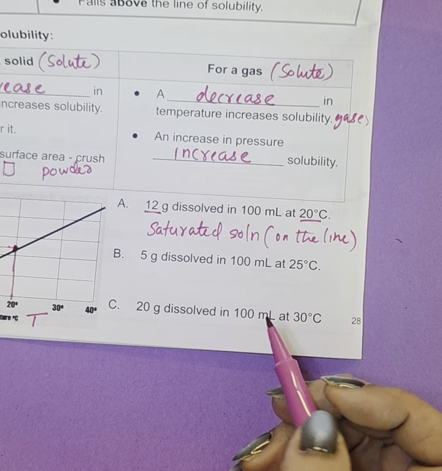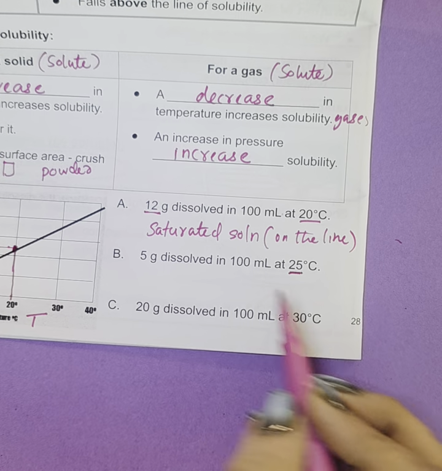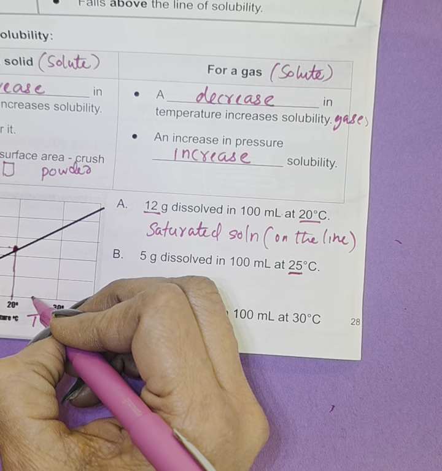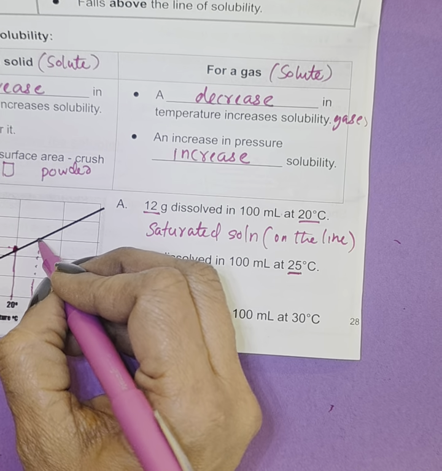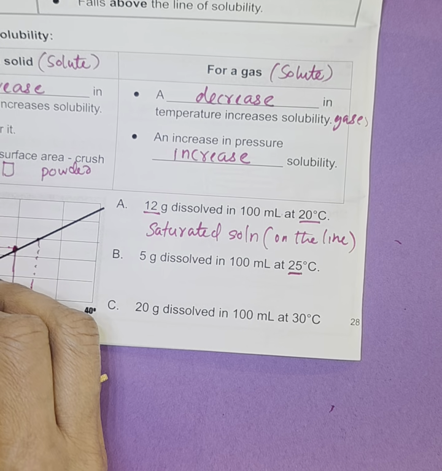Let's do the next one together, okay? 25 degrees Celsius. Find 25 degrees Celsius. Go up and find the value. How much is needed?